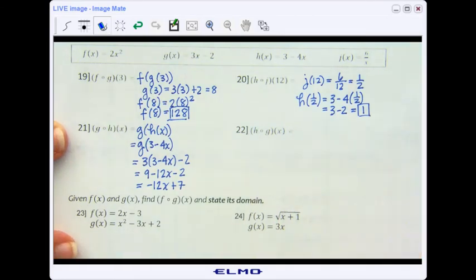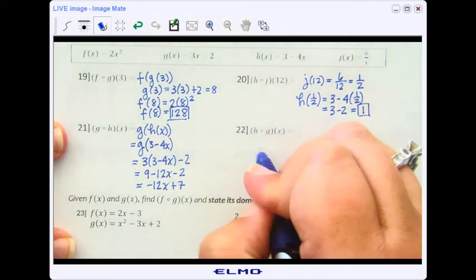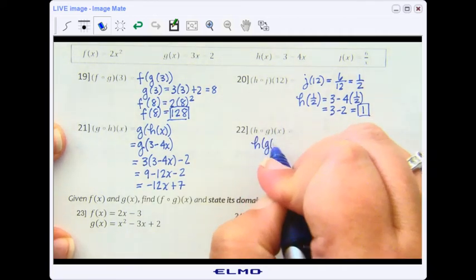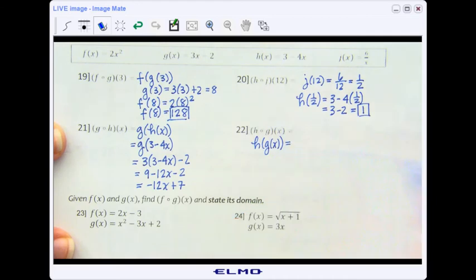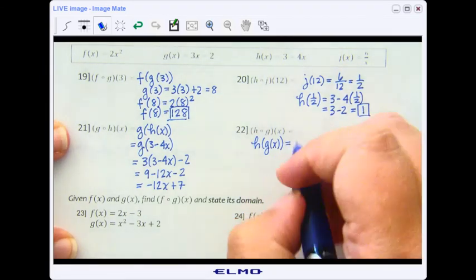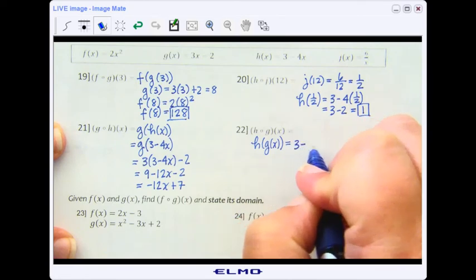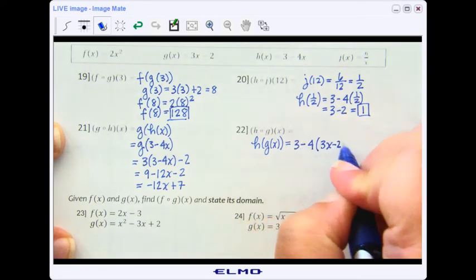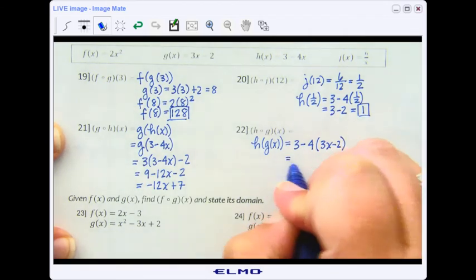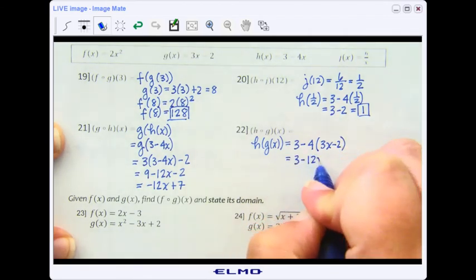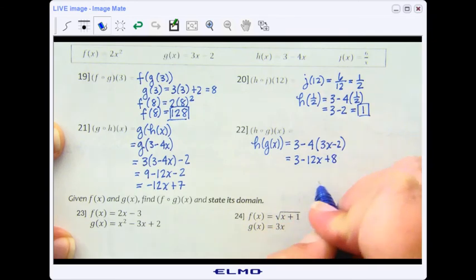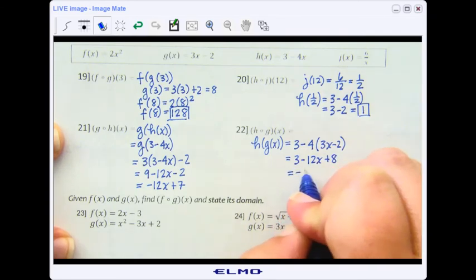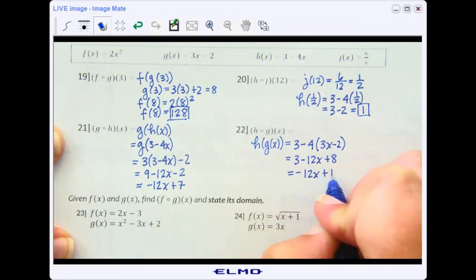In number 22, I have h of g of x. So I'm going to take g of x and put it into h of x for x. So I have 3 minus 4 times 3x minus 2. This gives me 3 minus 12x plus 8. And that gives me negative 12x plus 11.